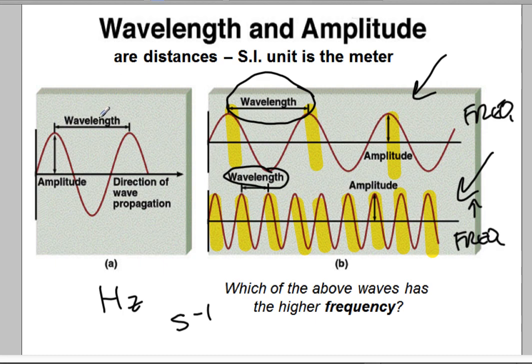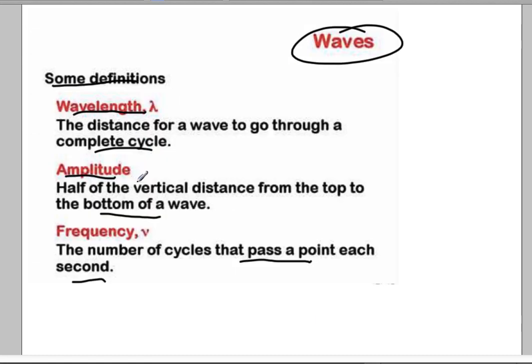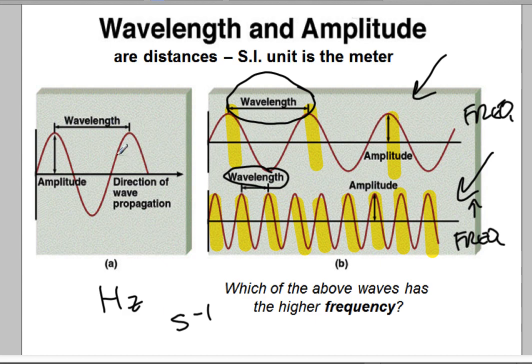Okay? Key things you need to know. You need to know amplitude is half the height, frequency is how many pass by. So amplitude would be half the height of a wave. Wavelength is from one point of a wave to another point, so crest to crest. This is considered the trough of the wave, right?